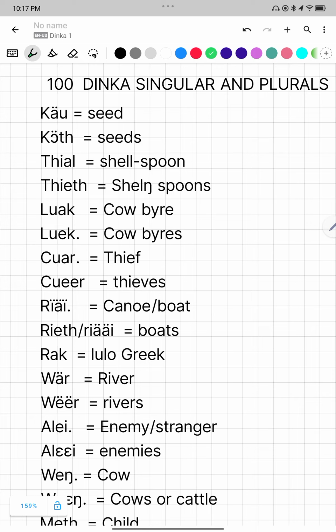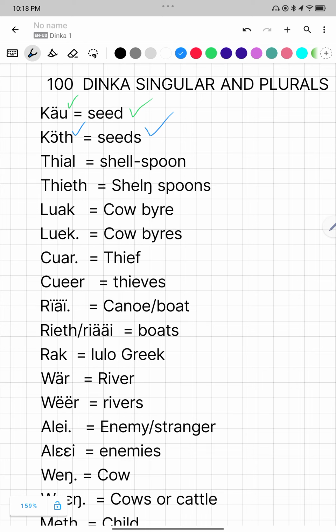We begin. First, cow. Cow means seed. Cot means seeds. Seeds. Did cot. That is plural.